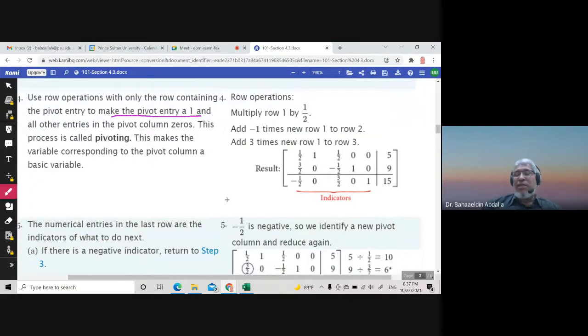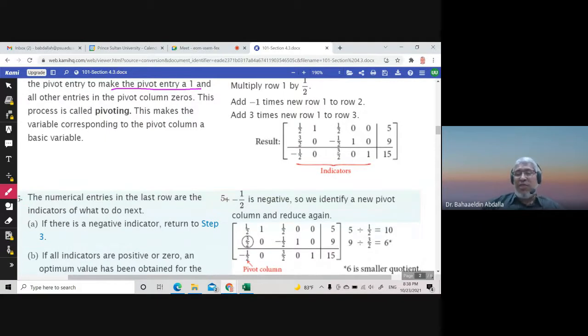Now, is this the last matrix? Is it the final matrix? And the answer is no. Why? Because one of the indicators, these numbers are called the indicators, without the 15. The 15 is not one of them. So the numbers in the objective row, in the last row, without the 15, are called indicators. If all of these numbers are positive or 0, then this is a final matrix and there is a solution. But if one of them is negative, then we have to do another pivoting operation.